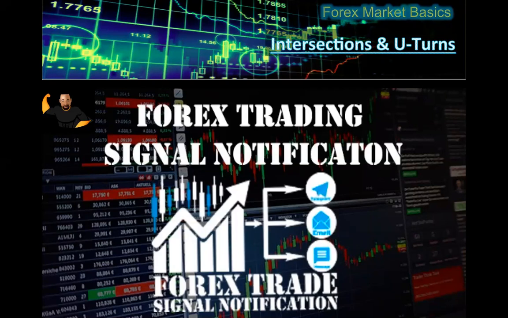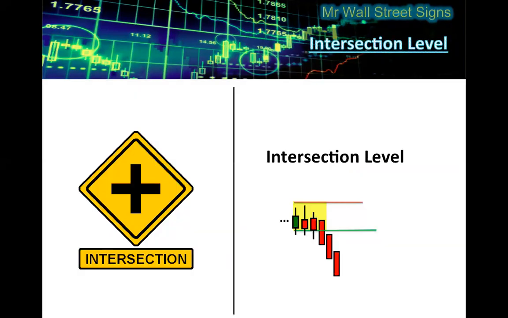Now, that being said, with an intersection level, you're prepared before it comes out. For those that are subscribed, your intersection levels are those green levels that are sent out in the snapshot picture.